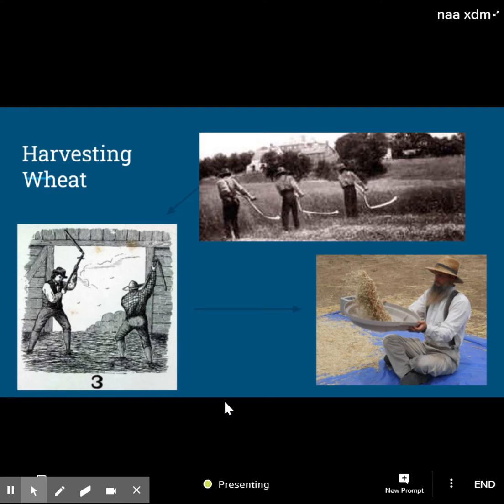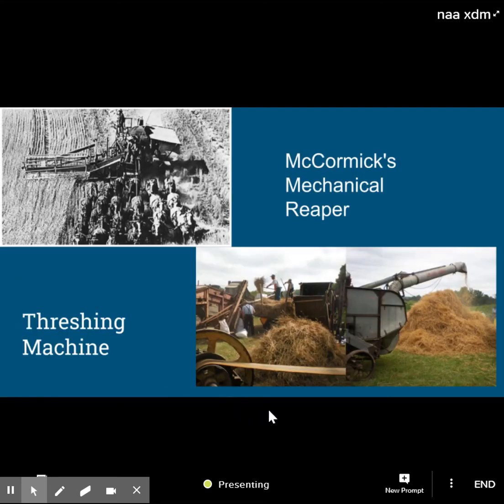So, what did we do with machinery? Well, they came up with McCormick's mechanical reaper. So remember we talked about the Grim Reaper? That's what those guys were doing back there with the scythes, is they were reaping wheat, right?